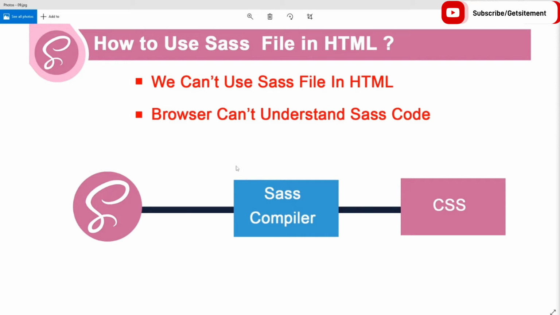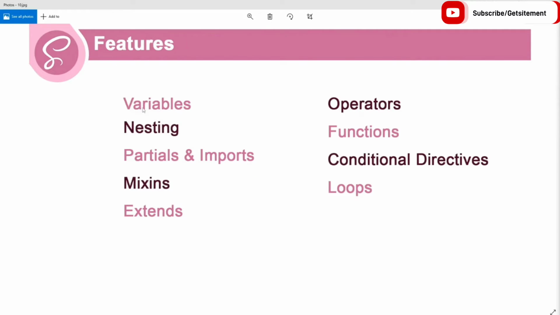Now let's talk about the features of Sass. And we are going to cover these features in our upcoming tutorials. Our first feature is variables. We can store values in variables like in a programming language. Our second feature is nesting. Using nesting, we can put a class inside another class. Otherwise, we can use a class inside another ID. So this is the use case of nesting.